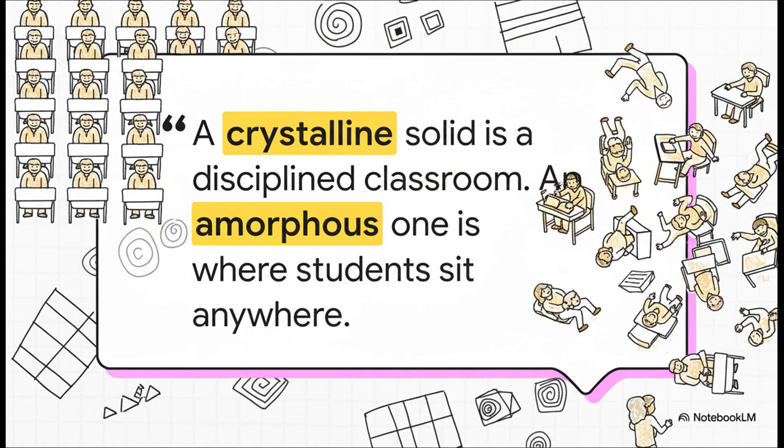You know, here's a fantastic way to picture this. Think of a crystalline solid as a perfectly organized, super disciplined classroom. Every single student is in their assigned seat, row after row, perfectly aligned. Now, an amorphous solid, that's the same classroom, but right after the bell rings. Students are just scattered everywhere, sitting wherever they want. One is predictable and orderly, the other is completely random.